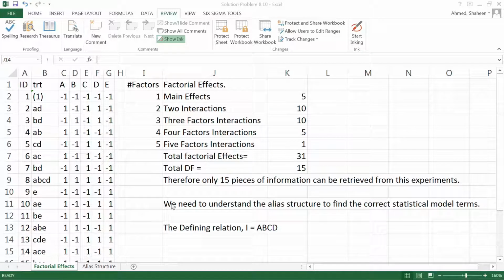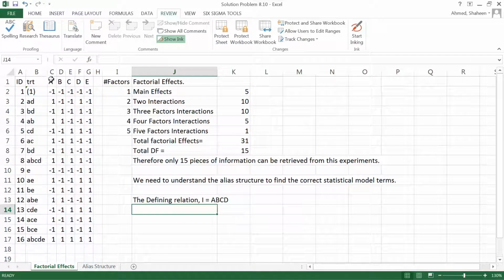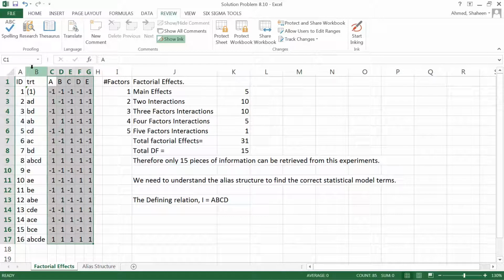This is the solution to problem number 10 in chapter 8. It is asking you to calculate the alias structure for this design. So this is the data given, and I just wrote the treatment combination.